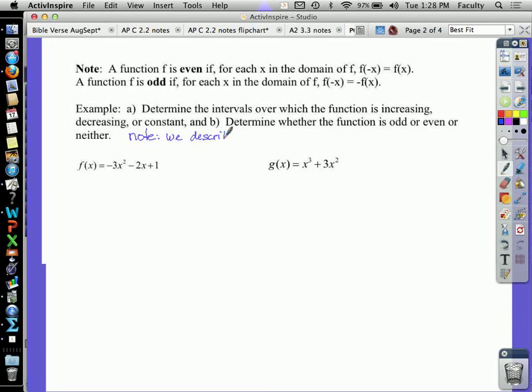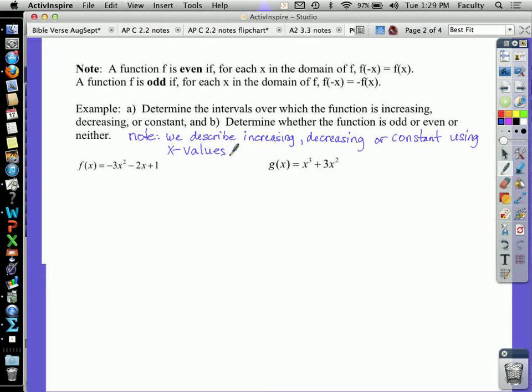We describe increasing, decreasing, or constant using x values. Okay, so it's going to be important that as you're describing increasing, decreasing, or constant, we use x values. So we need to make sure we're doing it the same way.